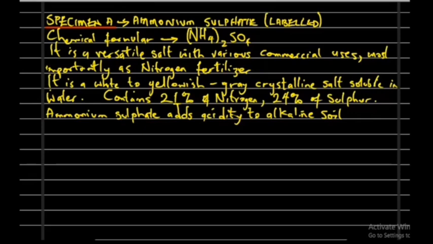So it adds acidity to alkaline soil by releasing its ammonium ions. That is how it actually does that. Application of this particular fertilizer can be done granularly. You can apply it as a granular fertilizer directly to the soil.